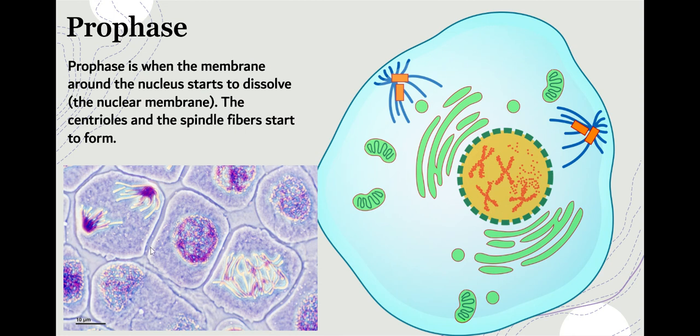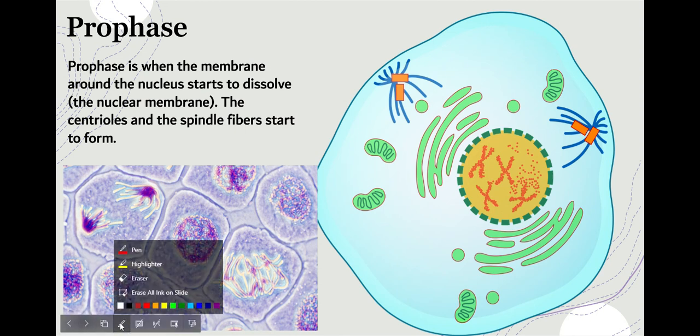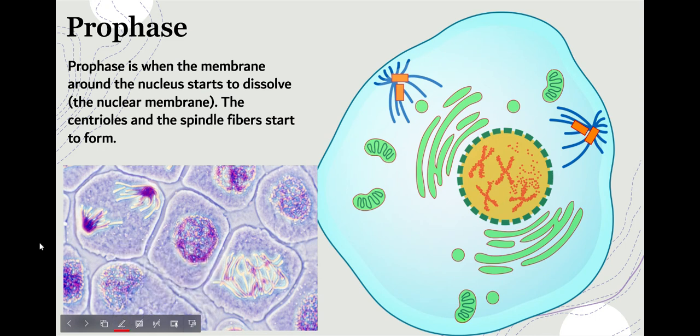So the first step of mitosis is prophase. So prophase is when the membrane around the nucleus starts to dissolve, the nuclear membrane. So the membrane around the nucleus, the nuclear membrane, dissolves into the cytoplasm. The centrioles and the spindle fibers start to form. So these orange boxes you see, they're centrioles, and the spindle fibers are these blue things that are attached to the centrioles. They help in anaphase.